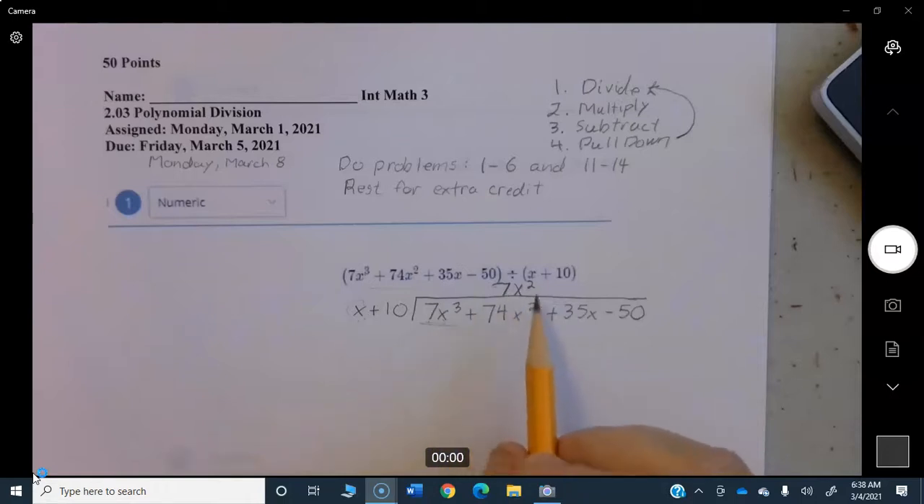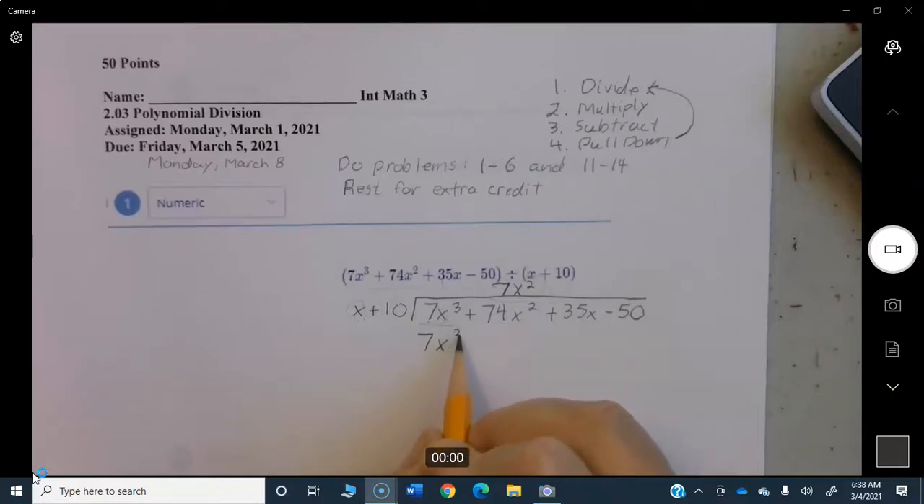Now the reason I wrote it over here is because you have columns. This is the x to the third column. This is the x squared column. This is the x column. And this is the column with just numbers without an x right there. So when I multiply 7x squared times x, then that's the multiply step. Then I put the result down here, and it's 7x to the third. So this term and this term should always be exactly the same.